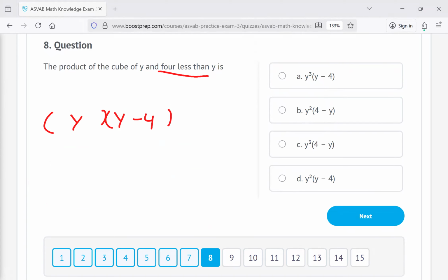Oh, the product of cube y. So I got that wrong. The product of cube y, how do you represent cube of y? Y cubed, right? And then 4 less than y is the same thing as y minus 4. It'd be the first one.